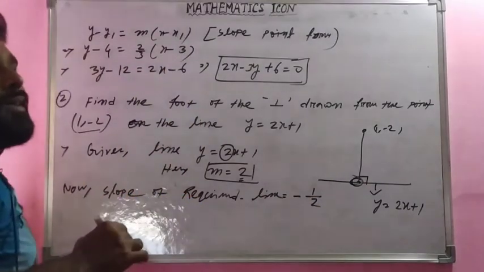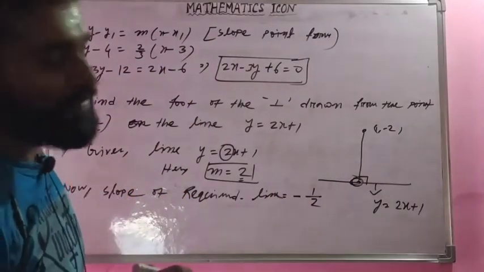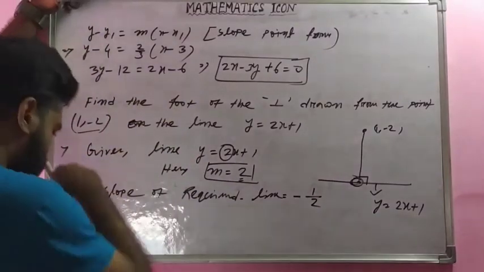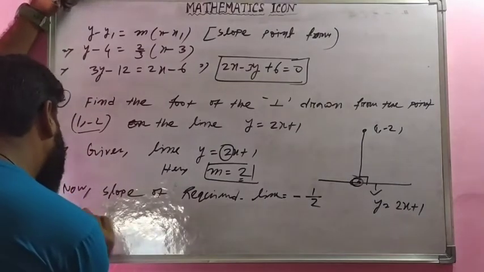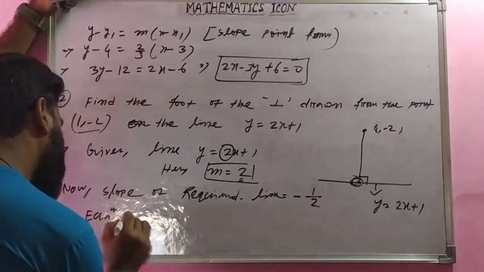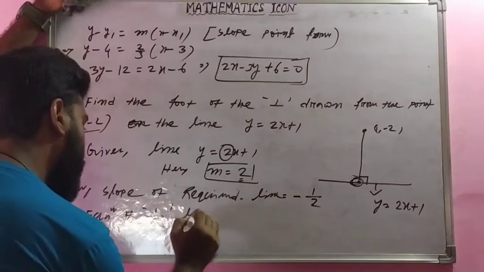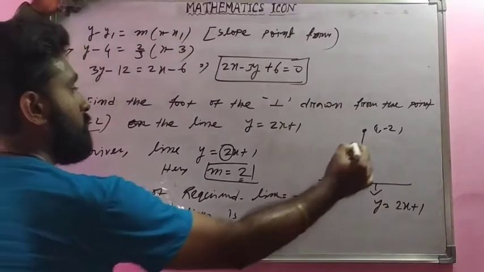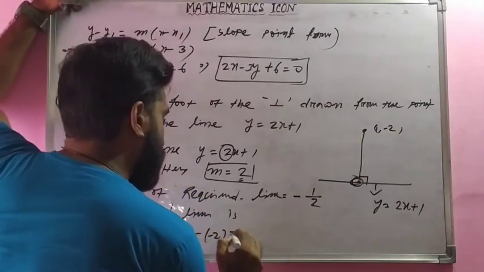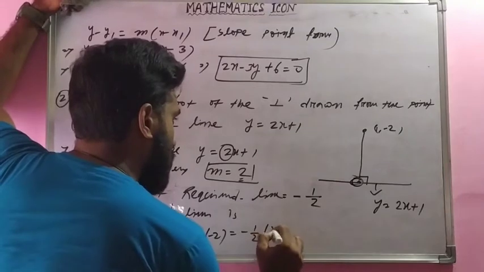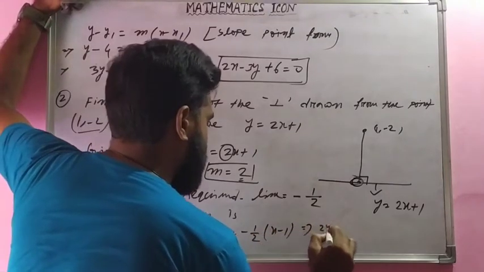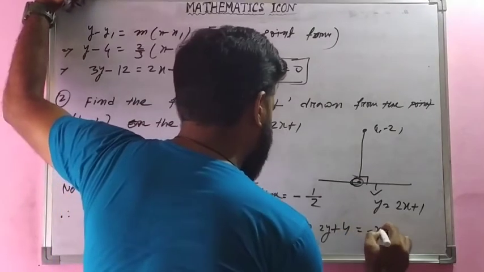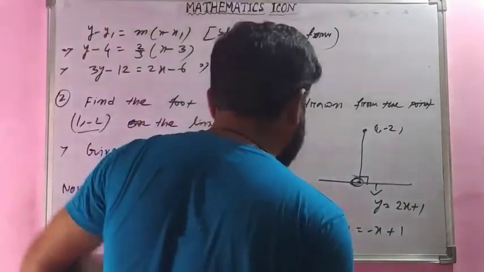Minus half will be the slope of the required line, that means this perpendicular line. So the equation of the perpendicular line is y minus y1 equals m times x minus x1, that is, y plus 4 equals minus half times x plus 1, giving twice y plus 8 equals minus x minus 1.